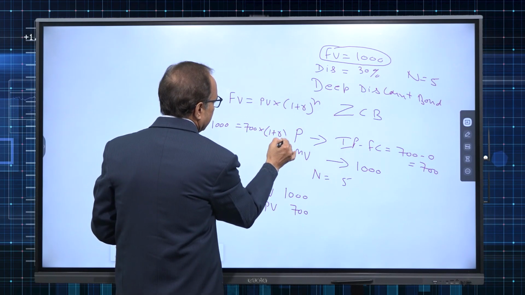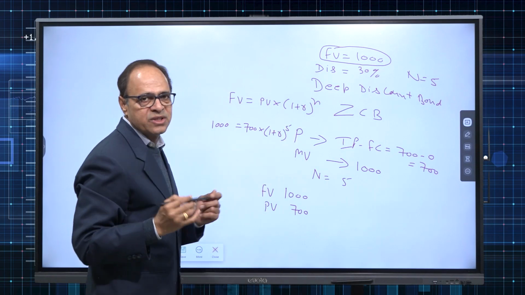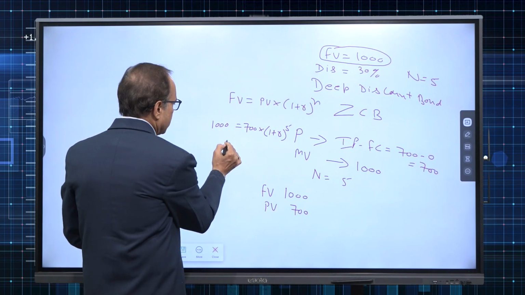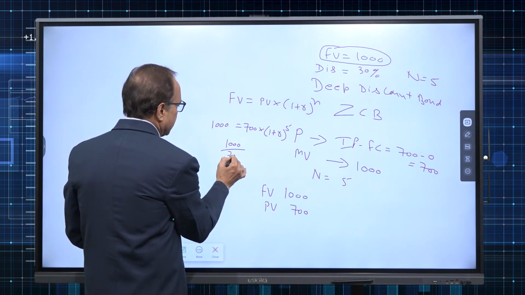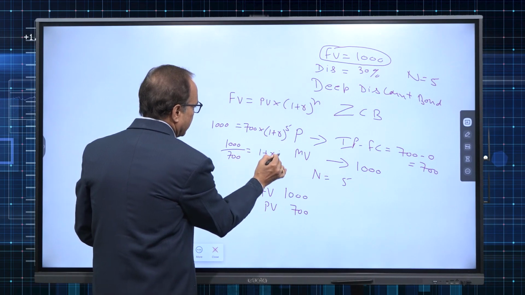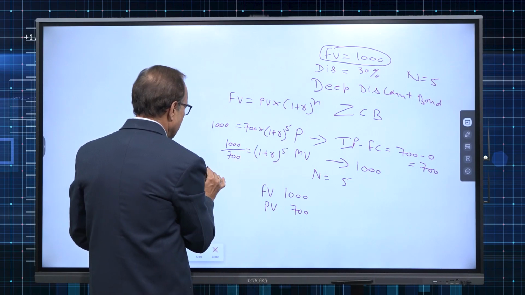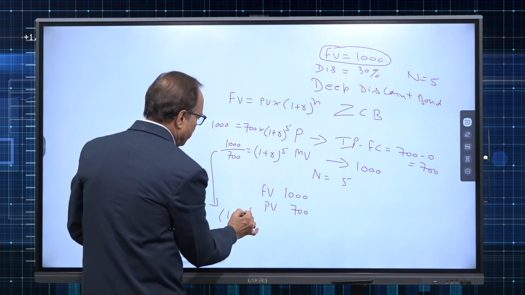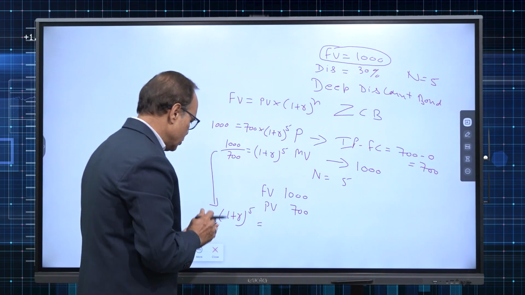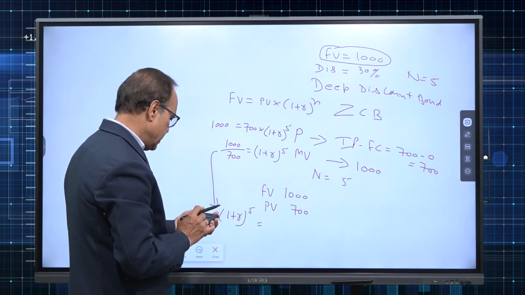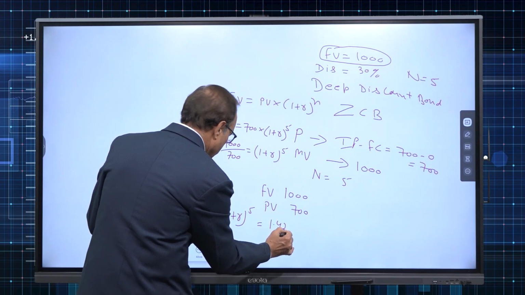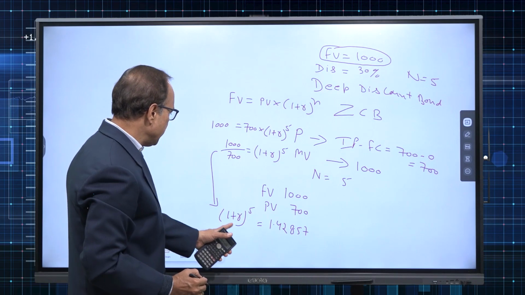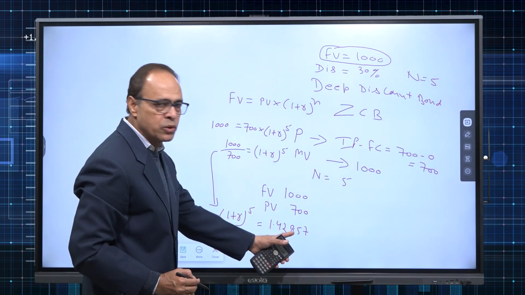R is not known to us. By solving this equation, we can work out the missing R. So it will be 1000 divided by 700 equals 1 plus R raised to the power of 5. So we get it, 1 plus R raised to the power of 5 is equal to 1000 upon 700, that is 1.42857.